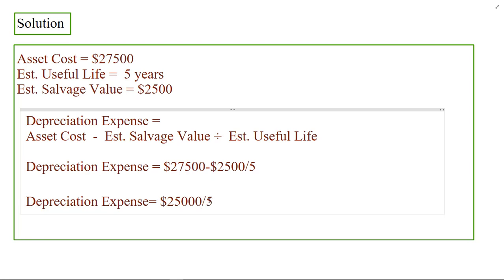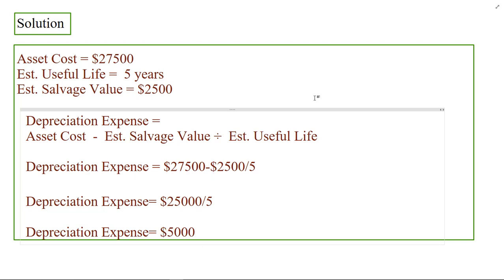25,000 divided by 5, so how much is that equal to? Everyone of you knows it. That's equal to 5,000. If we divide 25,000 by 5, you will get 5,000.